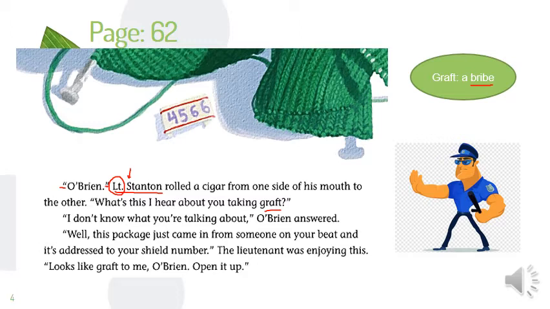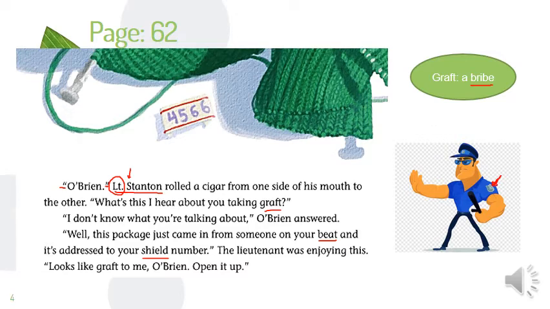"I don't know what you're talking about," O'Brien answered. "Well, this package just came in from someone on your beat." Beat here means force. The police officers usually work in beats or forces. So the police force. "And it's addressed to your shield number." What is the shield number? This is the number here. Each officer has a shield number, so the address of the package has his shield number written on it.